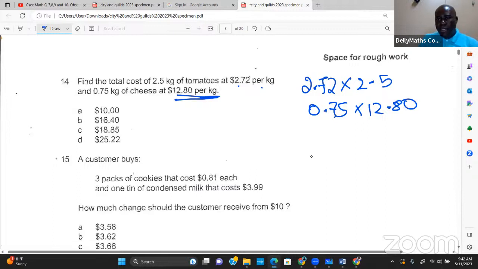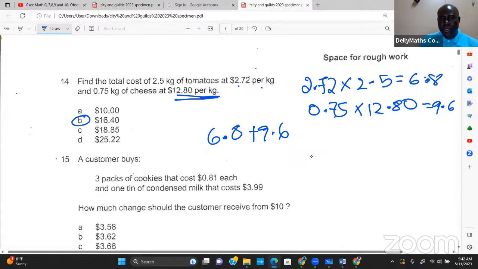So if you multiply this, you're gonna get like 6.8 and 3/4 of it, it's about 9.6. So the concept that you're driving at here is that you're gonna be adding back these numbers, and it's about $16.40. That's about $16.40 we're looking at right there.